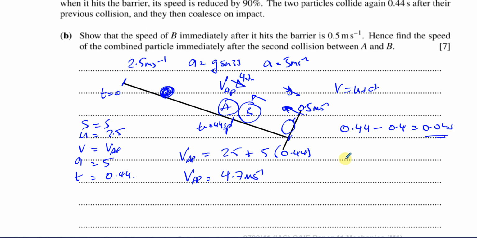So let's look at suvat for B, okay? For B going from this point to that point, we're going to have S equals, we don't know, U equals, I'm going to take up as positive for this, so U is equal to 0.5. V is what we're trying to find. Okay, A is negative 5, because I'm taking up as positive and acceleration is down. And the time is 0.04 seconds.